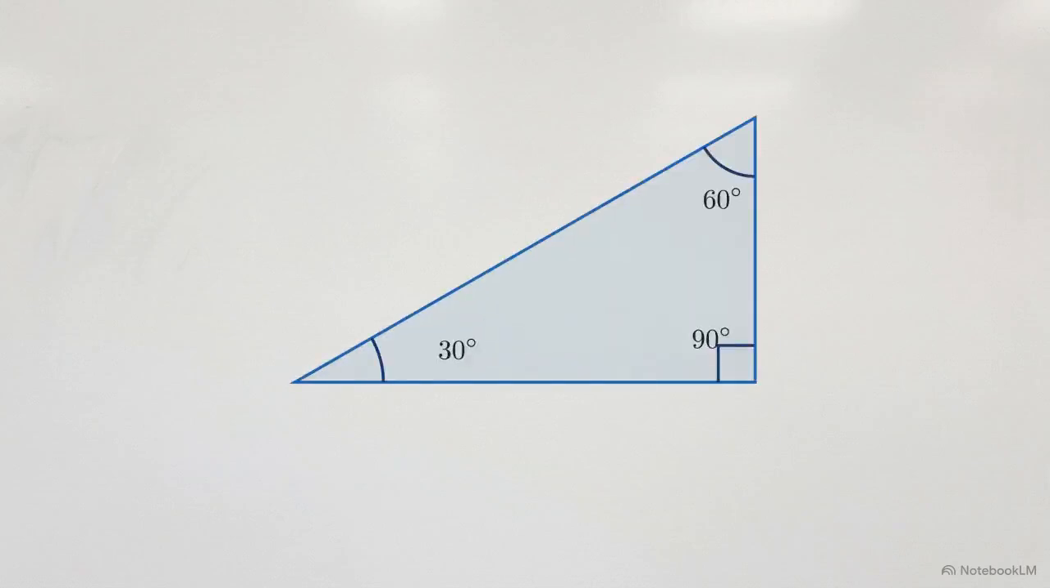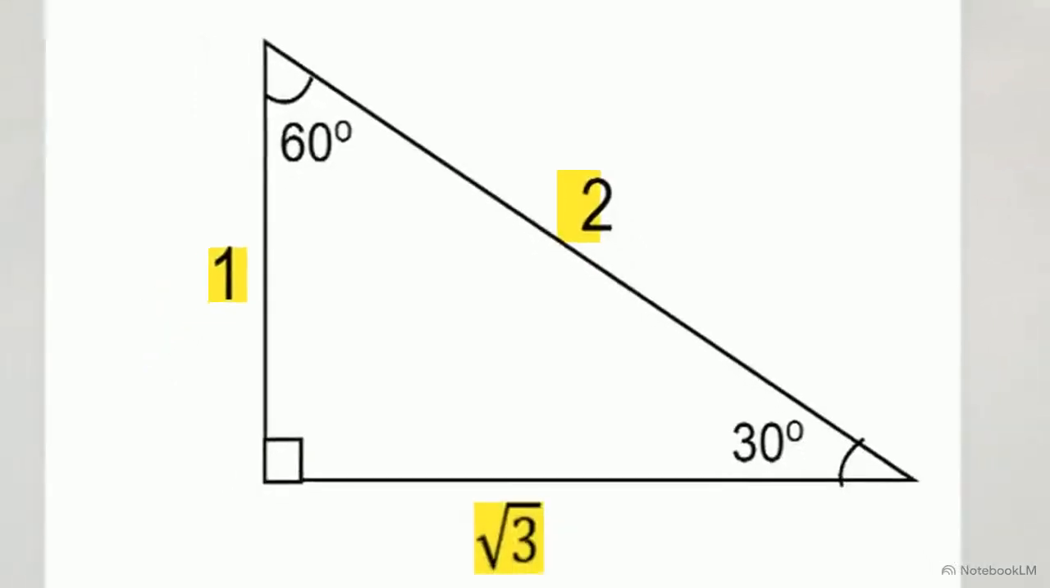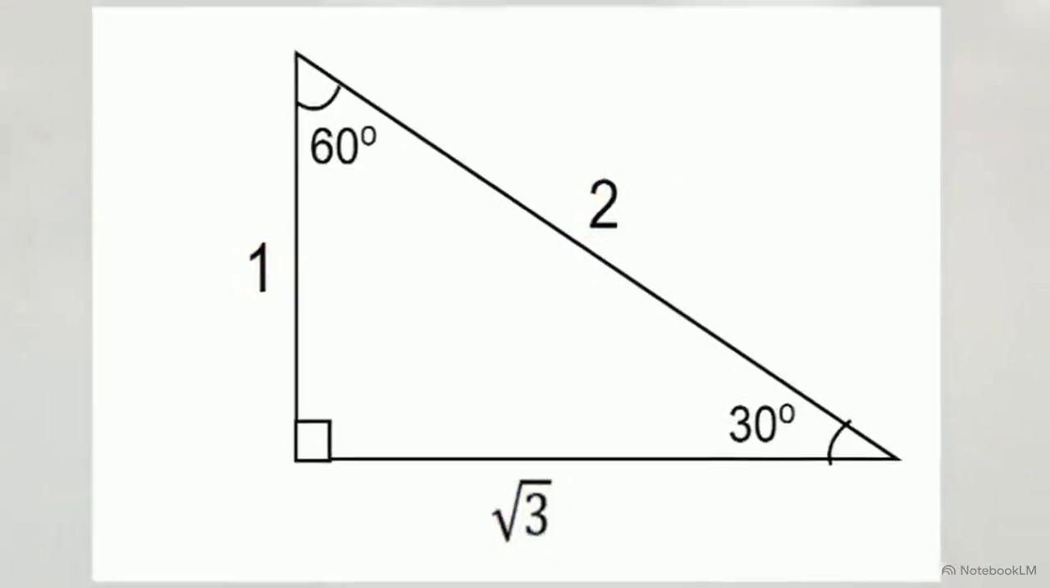Take a standard triangle with interior angles of 30, 60, and 90 degrees. If we simplify that, the ratio of its interior angles is 1 to 2 to 3. Assume side lengths follow that 1 to 2 to 3 pattern. They don't. Here, sides measure 1, 2, and the square root of 3.